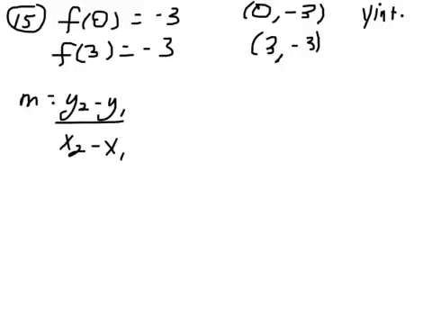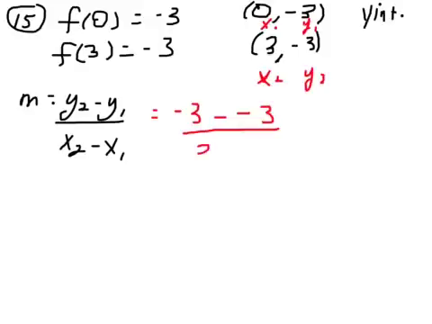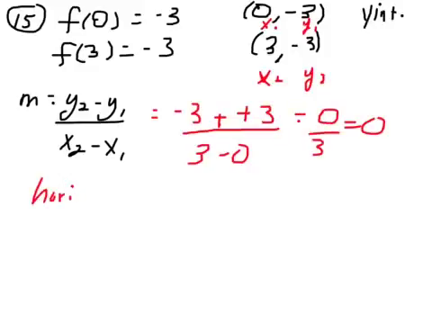y2 minus y1 over x2 minus x1. And I'm going to make this x1, y1, x2, y2. Okay? So it would be negative 3 minus 3. I also might notice something about this one. Aren't the y values the same? Okay, so I'm doing all this work, and I'll go ahead and finish this, 3 minus 0 here. But if we simplify this, negative 3 plus 3 is 0 over 3, which is 0. This is a horizontal line because it has a slope of 0.